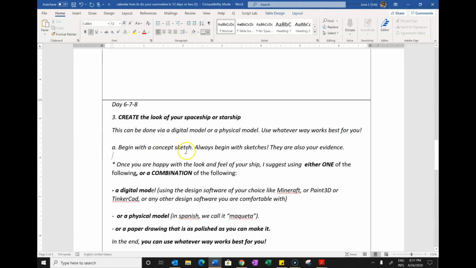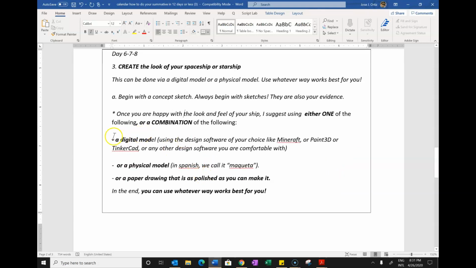First, you begin with a concept sketch. Always begin with the sketches, and this is your evidence. So it's very good that when you design your ship, you begin with a sketch. Once you're happy with how your ship looks and feels, you use either one, that's my suggestion, of the following, or a combination of the following. You can use a digital model using design software like the one that you choose. It could be Minecraft, Paint.tv, Tinkercad, or any software that you're comfortable with.